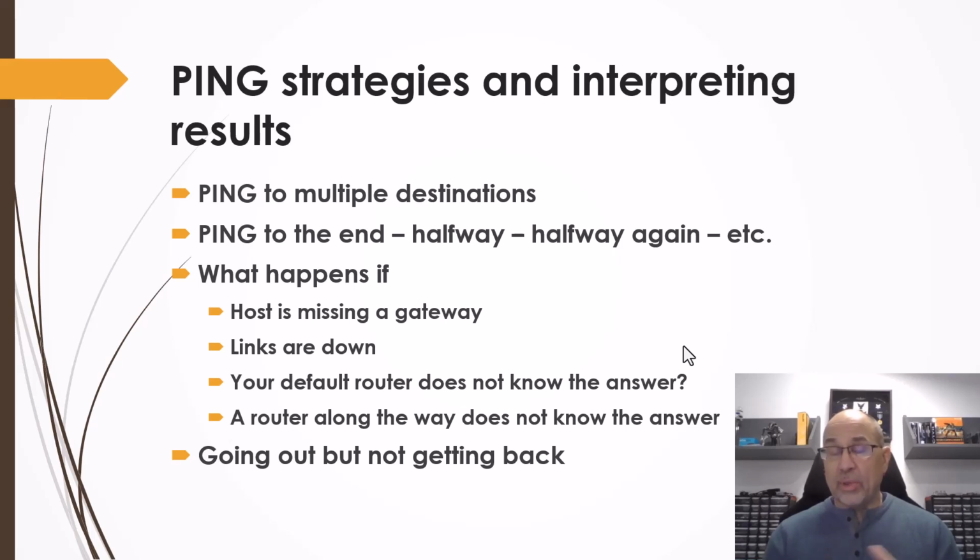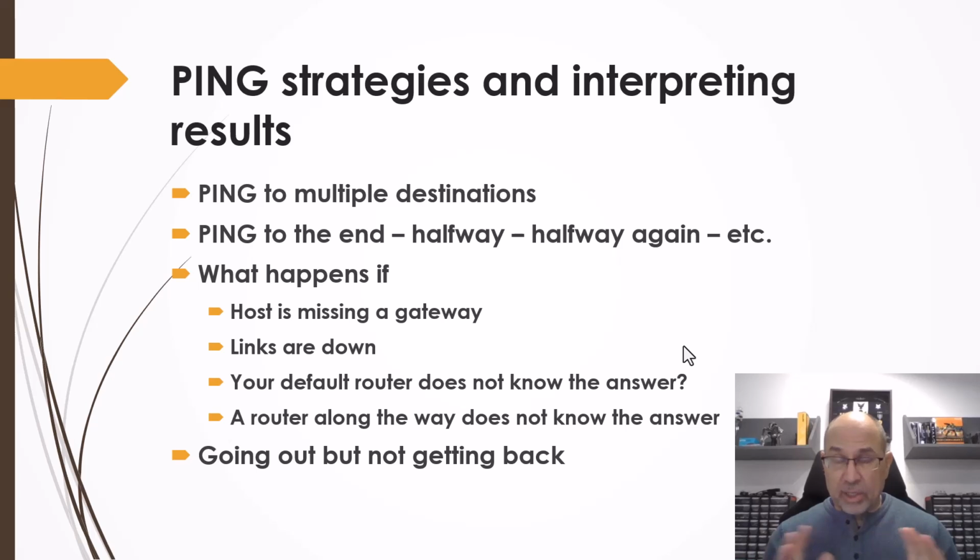So we'll break a couple of configurations and see what we get as a result of that. And then what happens if the router along the way doesn't know the answer? But those sort of point in the outbound direction. What happens if you try to ping something and the problem is not in the outbound path, but rather in the return? In other words, the routers don't know how to get back to you.